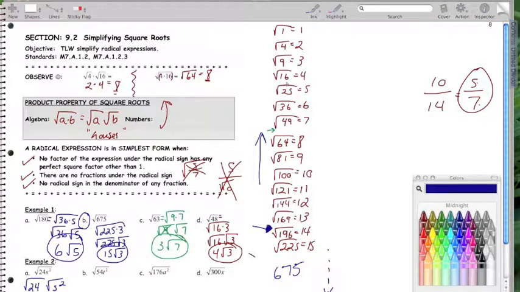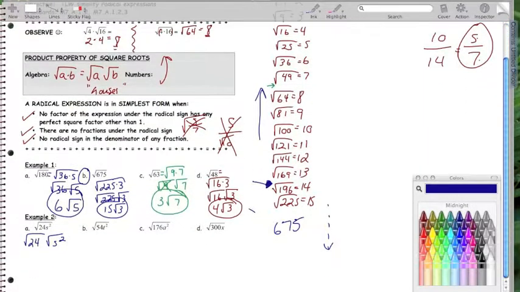Well, 24 would fall right in here. 24 divided by 16, nope. 24 divided by 9, nope. 24 divided by 4, ooh, we have a winner. So this is going to break into the square root of 4 times 6. Square root of 4 is going to get its little house. Square root of 6 gets its little house. Square root of 4 is 2. Square root of 6, nothing else divides evenly into it.